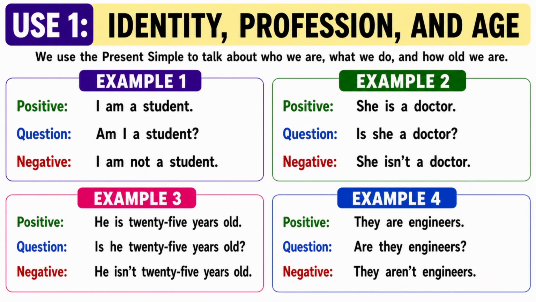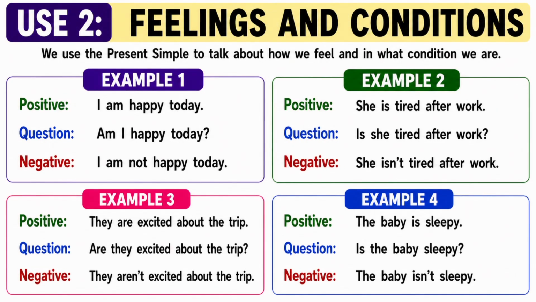Example 4. Positive. They are engineers. Question. Are they engineers? Negative. They aren't engineers. Now let's move to the second use. The second use is feelings and conditions. We use the present simple to talk about how we feel and in what condition we are.